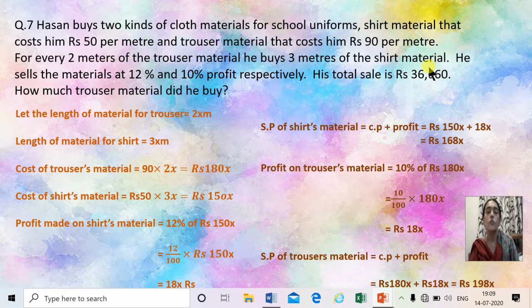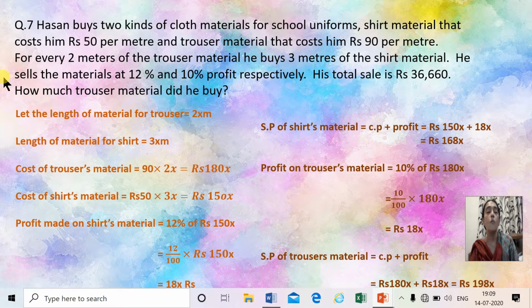So here also somewhat like a ratio is given to you. So that is 2:3, and he sells the material at 12% and 10% profit respectively. His total sale is rupees 36,660.